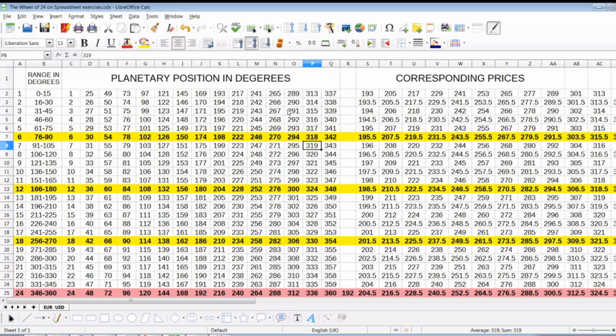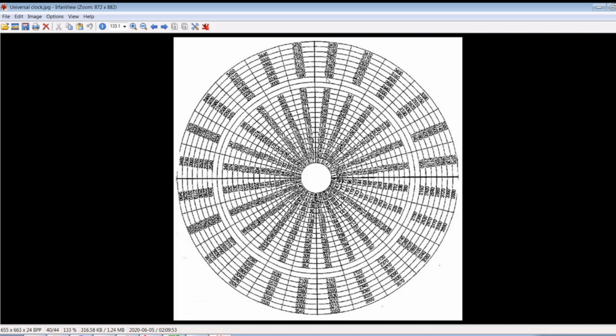The important thing, when you work with a universal clock like this one, is that you've got the inner circle, inner rings with the angles of the planetary positions here, and the outer rings with prices, harmonic prices introduced over here. The most important part is to find the most common aspects of the planets in the past.